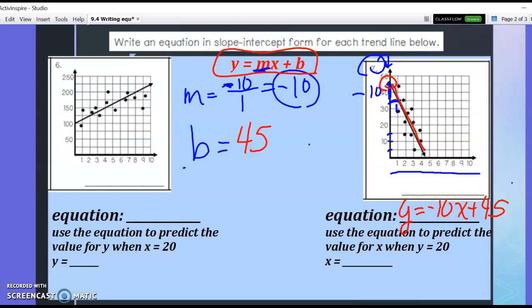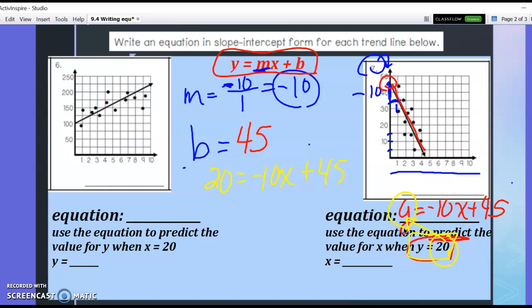Now, let's see if we can use that equation to help us make a prediction. Let's predict the value for x when y is 20. So this one's a little bit different. This time, I'm telling you the y value. So what we're going to do is put 20 in for the y value. So I have 20 equals negative 10x plus 45. Notice the y went out, the 20 went in.